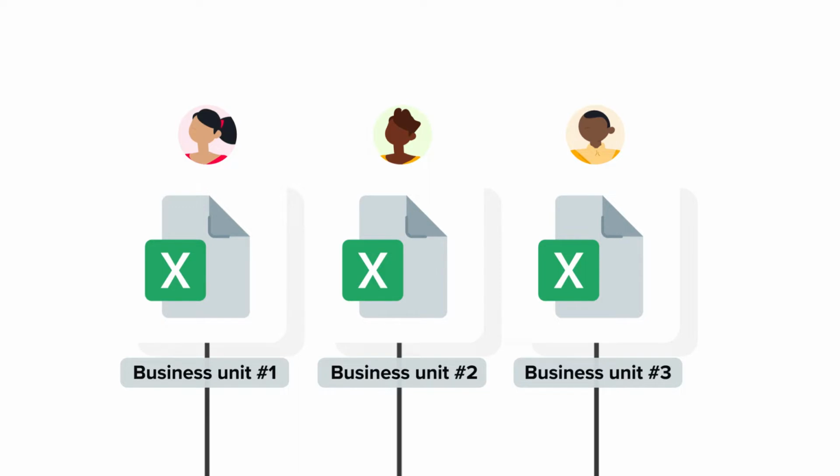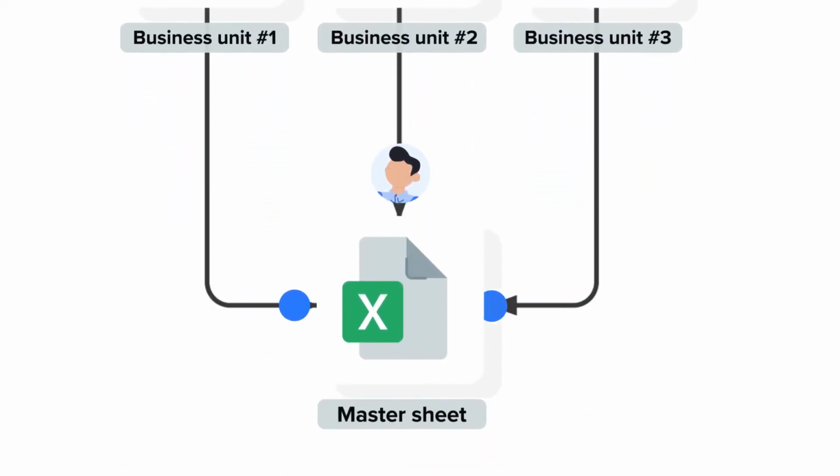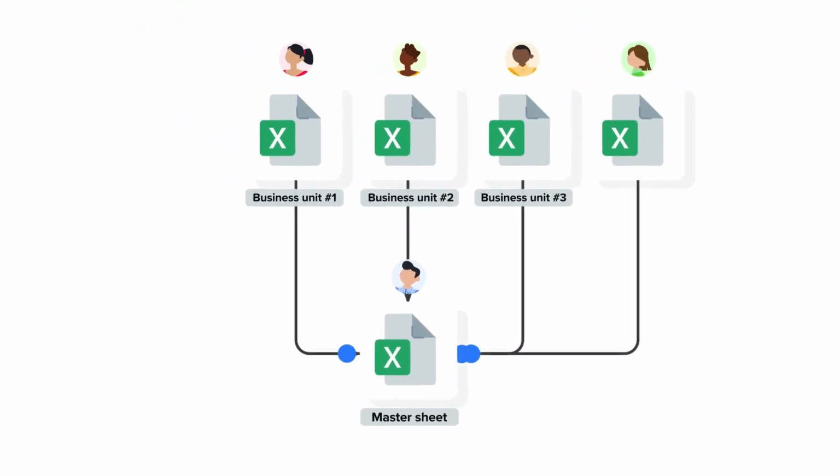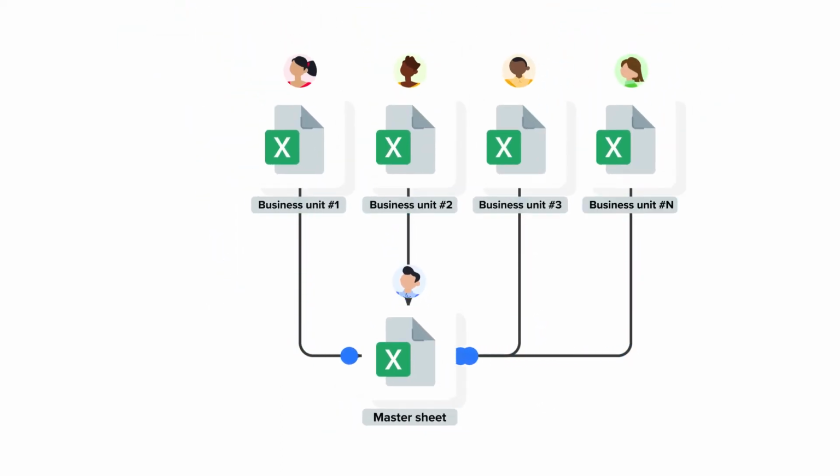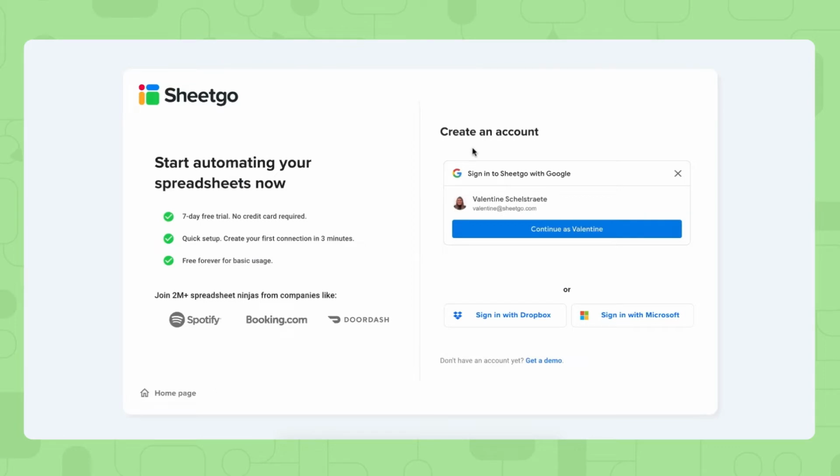Data from these 3 files then flows into the 4th file in the template, the business unit performance master sheet. This spreadsheet gives managers a central overview of all the key financial metrics for each business unit and calculates the EBITDA for each in an automated report. To add more business units to the workflow, you can just copy and connect more files. Okay, now let's take a look at how to set up the system.